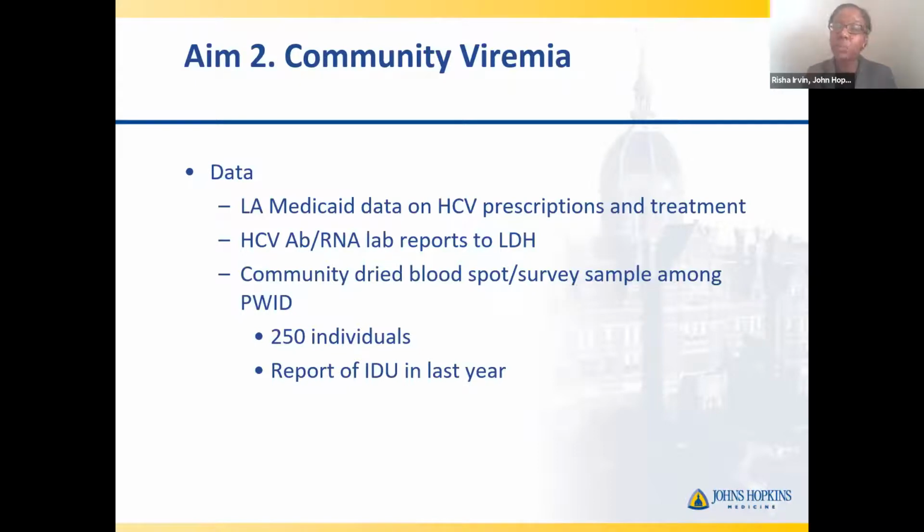And then we'll also get a community sample amongst people who inject drugs using a dry blood spot. And they'll also complete a survey similar to what we've done in corrections so that we can have a sense of what's going on in terms of these dynamics in the community as well.